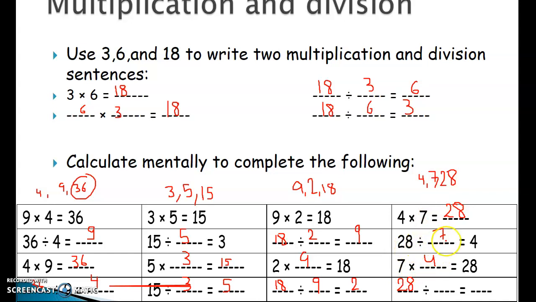We wrote here 28 divided by 7. So here we have to write 28 divided by 4. So choose other than 7, it's 4. It's so easy, guys. We are just switching the numbers, and we can't use other than these numbers that are written up. So before you start, write the three numbers up, then just reverse them in the equations.